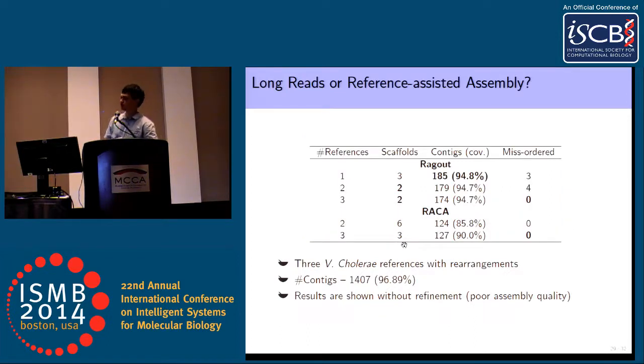We took 3 references, and with 3 references, we get 2 complete scaffolds that correspond to the 2 chromosomes of H. pylori. And also, as you see, as the number of references increases, the number of misordered contigs decreases. In this case, Raka also has no errors, but has lower coverage. So, using only very, very short reads, which are also non-paired, we can get nearly complete scaffolds using only short read data.